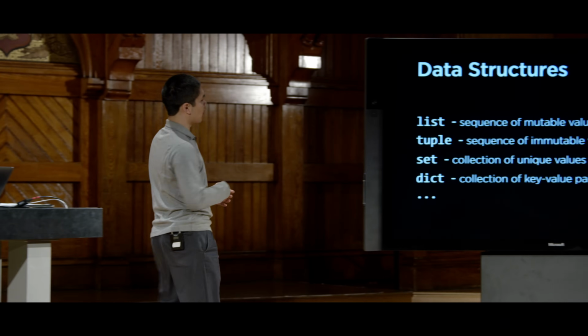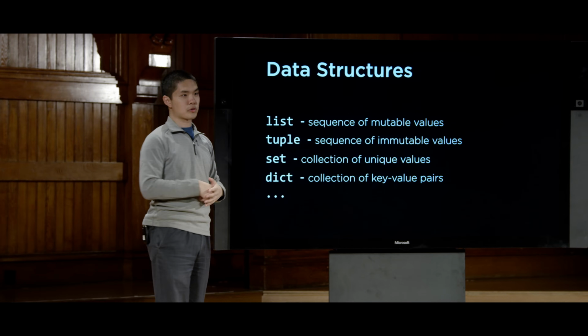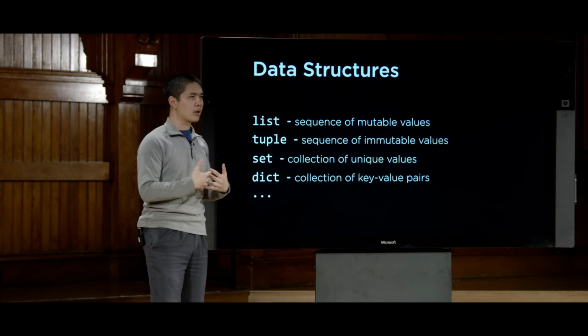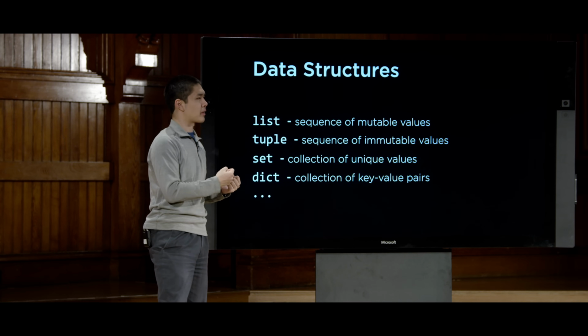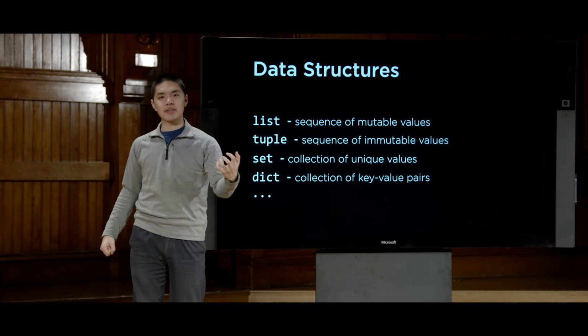So there are a number of different types of these various sequences, and some of those sequences we'll take a look at are these data structures here. A list, for example, is a sequence of mutable values, which we took a look at. Mutable just means we can change the elements in the list. If I have a list, I can add something to the end of the list.